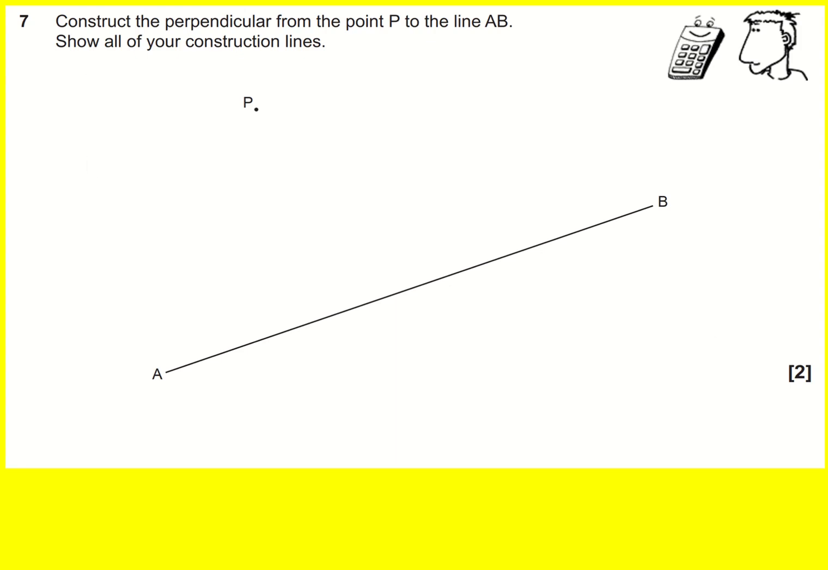This is a constructions question and I'm going to need my compass, or technically pair of compasses. So I'm just going to remind you how to draw a perpendicular bisector to start with. That's a line that's perpendicular to this line that splits it into two. And you need to be able to do that before you deal with a slightly harder question of the perpendicular through P.